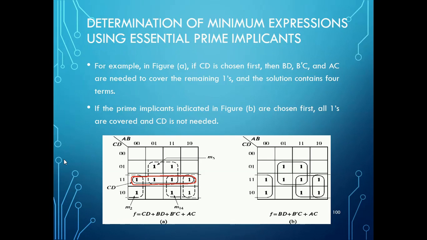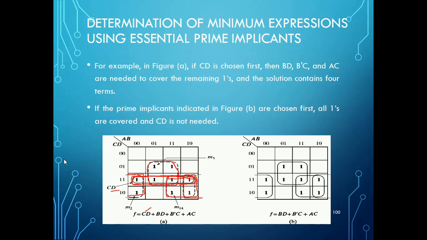In the next step you will try to encircle this. With the rolling of the map you will do it this way, and here this, and next you will encircle this. So you think that all ones are covered, since finally we have to cover all ones. You start writing the expression now. F is equal to, the first encircled term we have is CD, so write CD, and next you have BD, and B bar C and also AC.